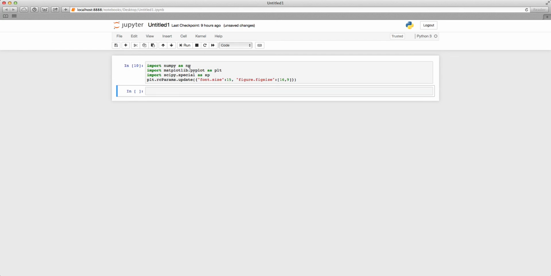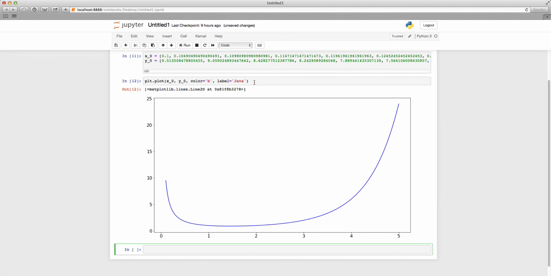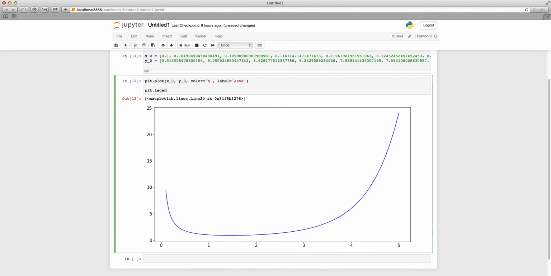So I already have NumPy imported as np, and matplotlib as plt. I'm changing the font size of the plot to 15 and also increasing the size of the figure. And the gamma function, just like Bessel functions, is in the special package of SciPy, all right? So let's bring our copied values here and then plot them. plt.plot x0, y0, and then color b, and label it Java. All right, this is our Java, and let's make sure we turn the legend on.